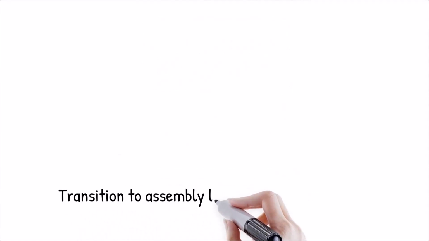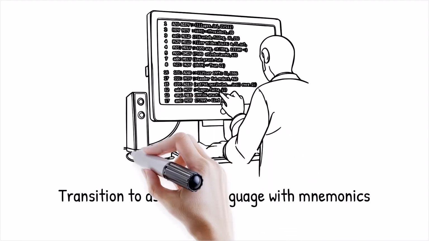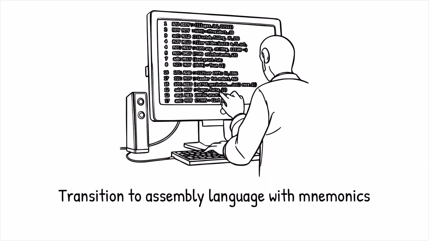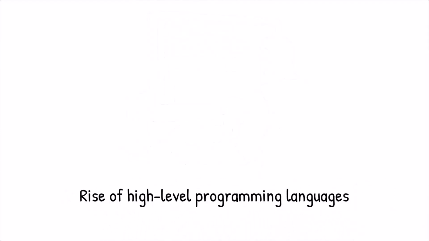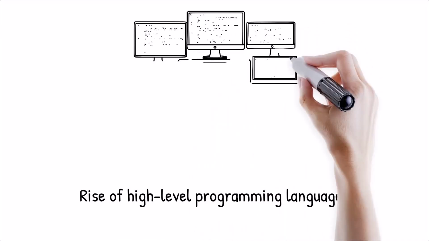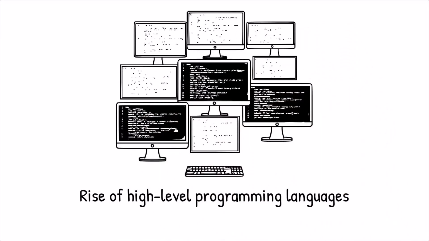To simplify this, assembly language was developed, replacing binary with mnemonics like ADD or MOV. While this made coding somewhat easier, it still required specifying every detail of a task. The need for more efficient programming led to the creation of high-level languages like COBOL, C, C++, Python, and Java. These languages use human-readable words and symbols, allowing programmers to write and understand code more easily.